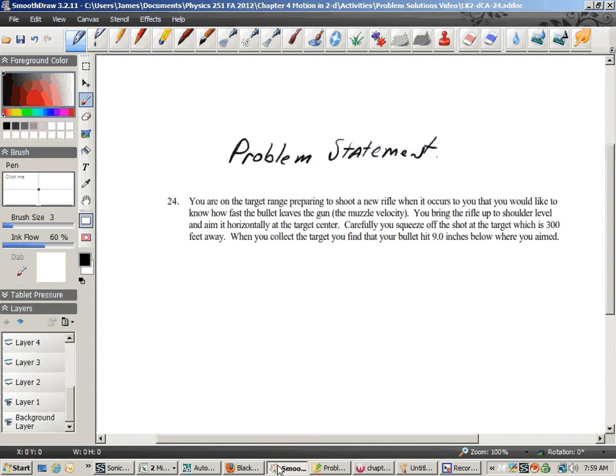Okay, let's start with our problem statement. You are on a target range preparing to shoot a new rifle when it occurs to you that you would like to know how fast the bullet leaves the gun, that is, the muzzle velocity.